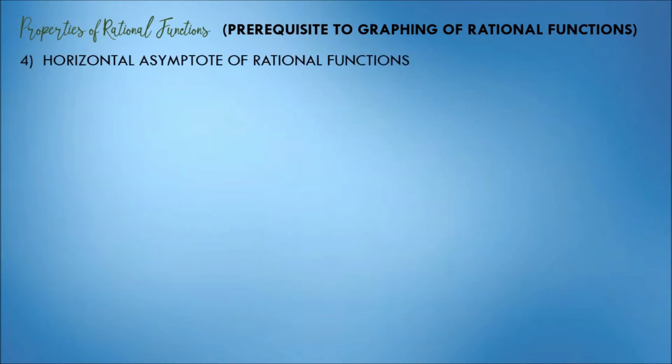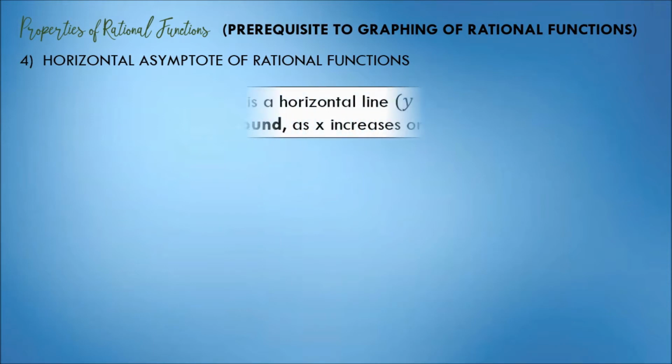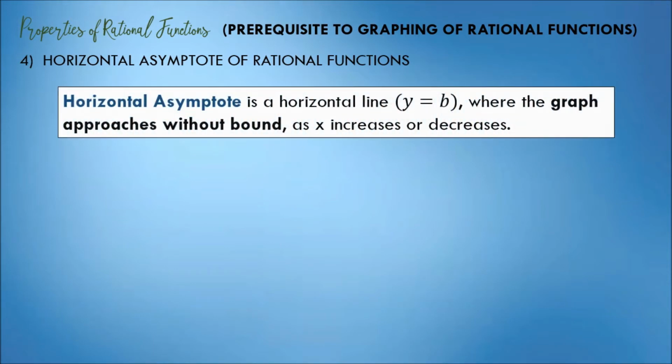The next property is the horizontal asymptote of rational functions. Here is the definition of horizontal asymptote. The horizontal asymptote is a horizontal line denoted by y equals b. b is any value from the y-axis. It is where the graph approaches without bound as x increases or decreases.